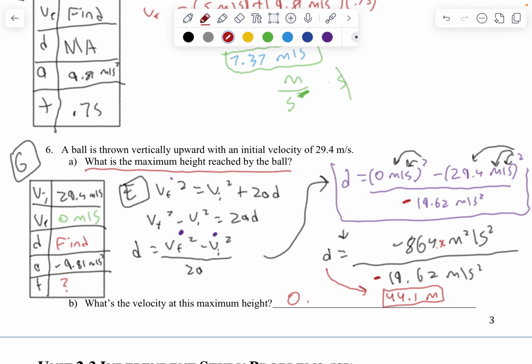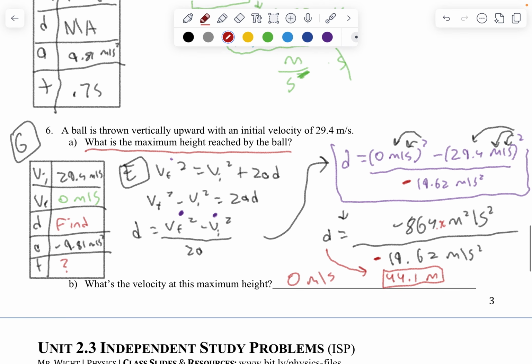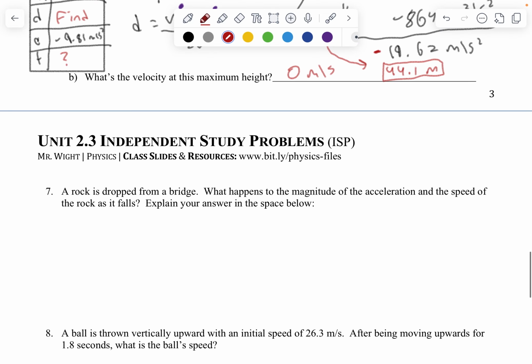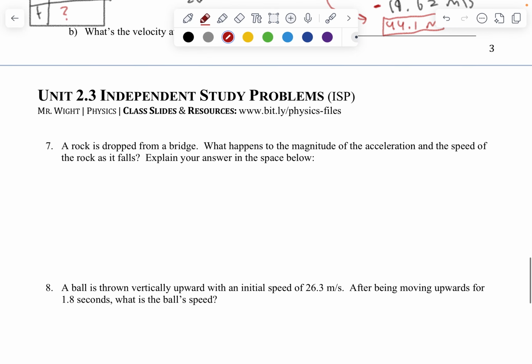And then what is the velocity at the maximum height? Well, we just discussed this with my video where we showed me throwing something and then it comes down, and we saw at the maximum height, it was 0 meters per second. It was at rest. And so you can put 0 meters per second. Amazing. So we just have a few more questions left, so stick with me.